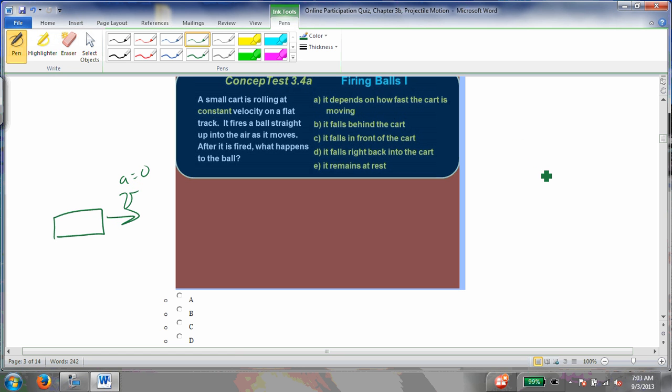It fires a ball straight up into the air as it moves, and after it's fired, what happens to the ball? So I have this ball, and it's fired straight up into the air. Now remember that the ball also has the velocity of the cart, so it has the same velocity of the cart. So as the ball goes up, it continues traveling with that velocity. So when it comes back down, the cart will have moved the same distance in the x direction as the ball. So it's going to fall right back into the cart. That is D.